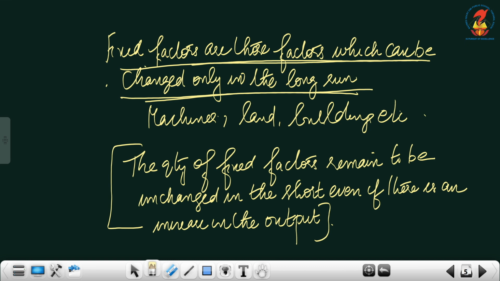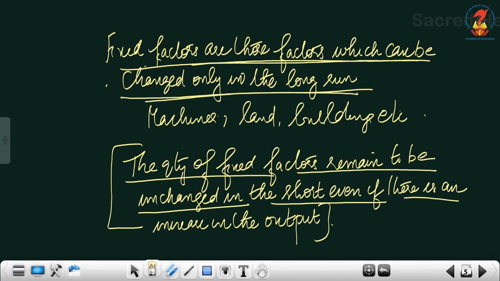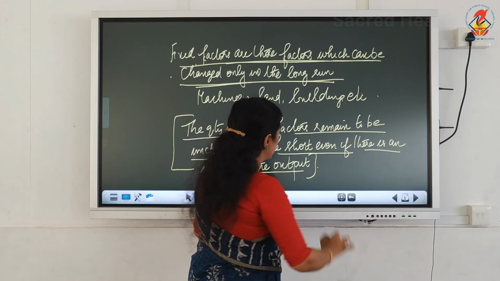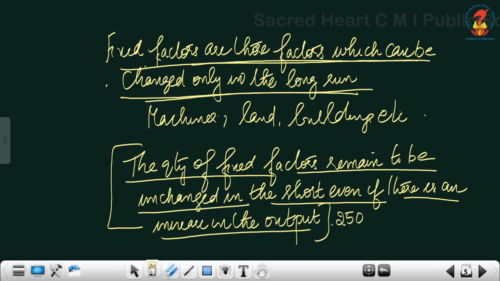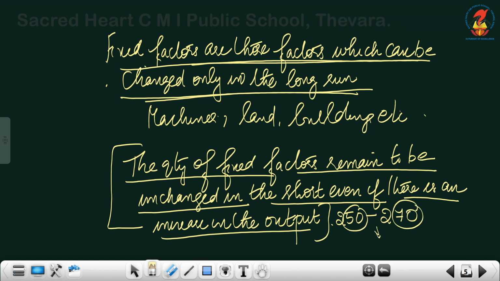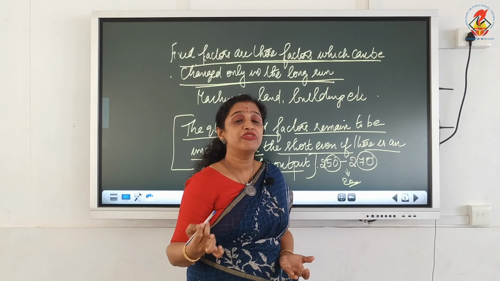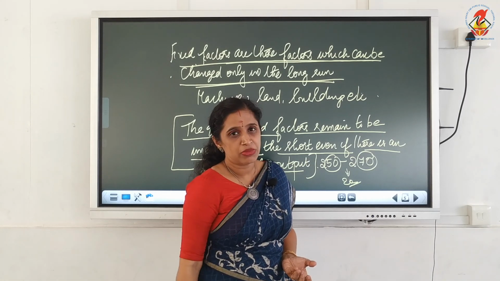Now, an important point to be noted, the quantity of fixed factors remains to be unchanged in the short run. Yes, even if there is an increase in the output. For example, if the producer has to increase the number of shirt from 250 to 270, this is an increase. What is the increase here? This increase can be met only by changing which one? Variable factors. There is no need of change in the fixed factor. For an increase in the shirt from 250 to 270, only 20 numbers are increased.